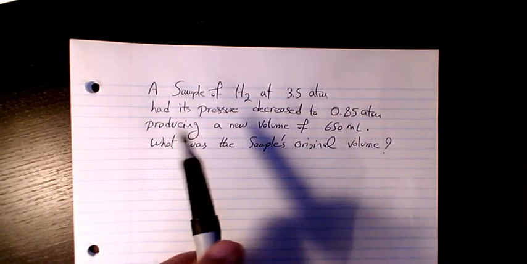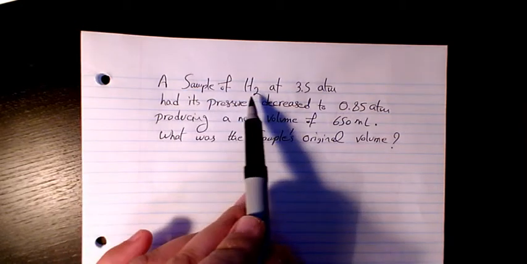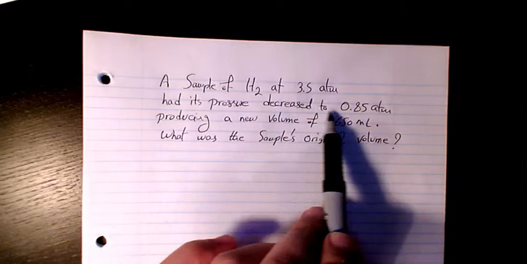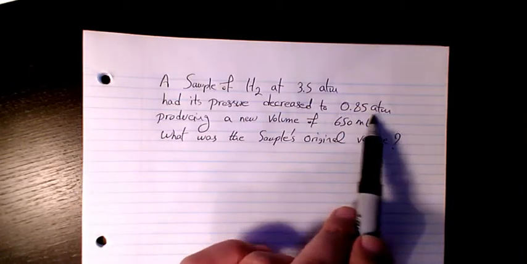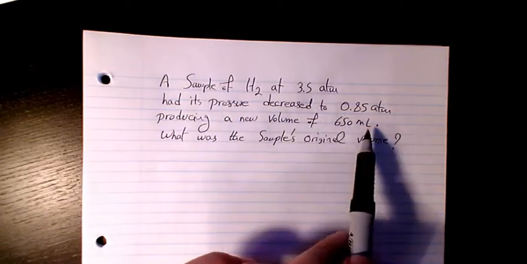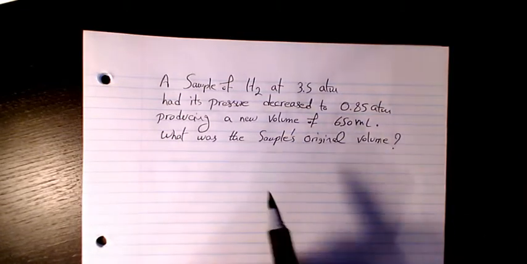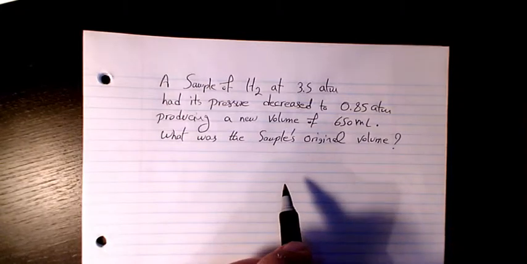Welcome to my channel. Here we have this question. A sample of hydrogen at 3.5 atm had its pressure decreased to 0.85 atm, producing a new volume of 650 milliliter. What was the sample's original volume?